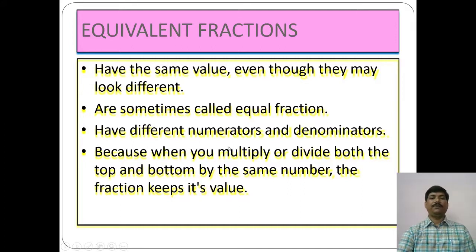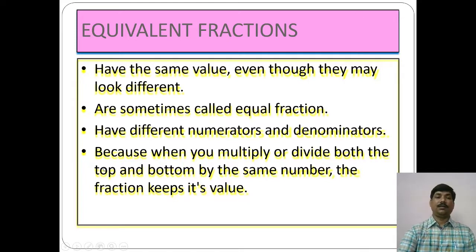Another point, they can have different numerators and denominators, because when you multiply or divide both the top and bottom by the same number, the fraction keeps its value. When we multiply or divide the numerator and denominator by the same value, there will be no change in the fraction. So the resulting fraction will be the equivalent fraction.